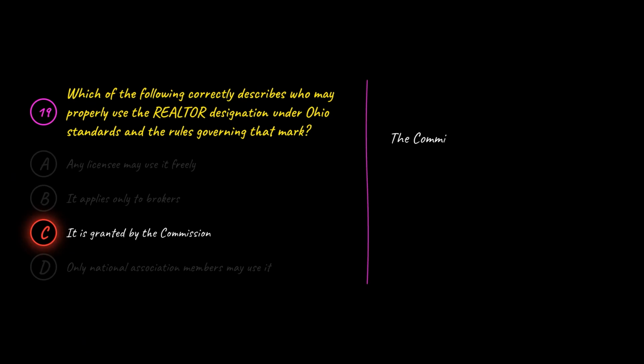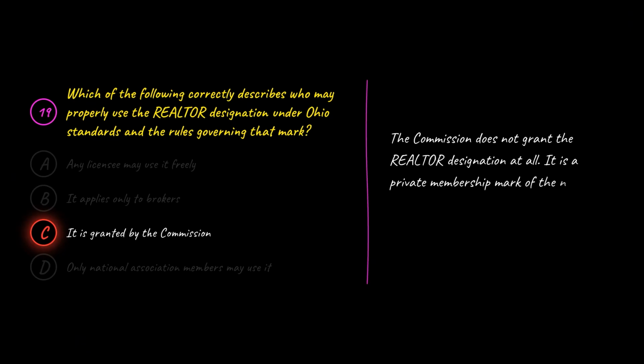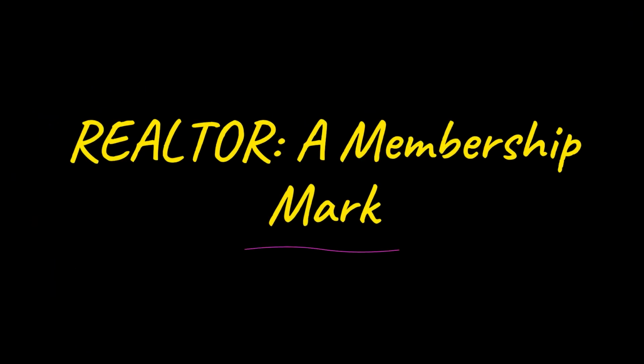C is wrong because the Commission does not grant the Realtor designation at all. It is a private membership mark of the National Association, not a state-issued credential handed out by Ohio's licensing authority. The word Realtor looks like a job title, but it is actually a registered trademark owned by the National Association of Realtors, a private organization, not a government body. Understanding this distinction is essential for any licensee.